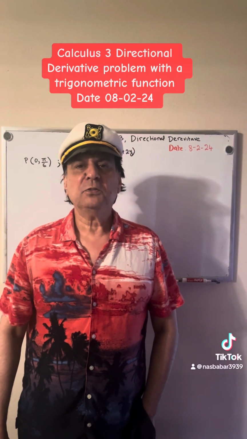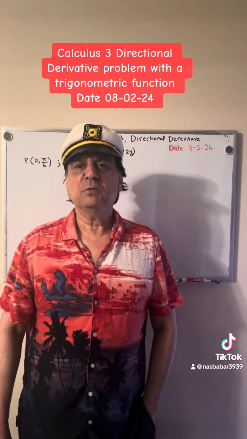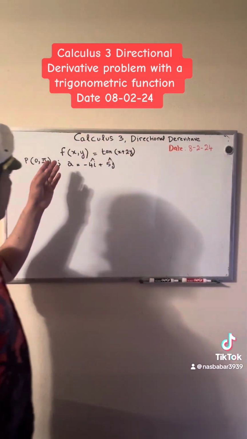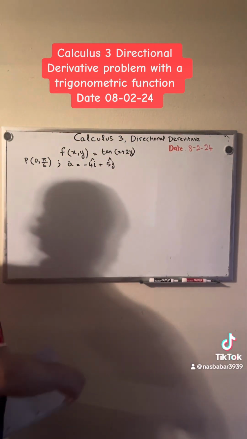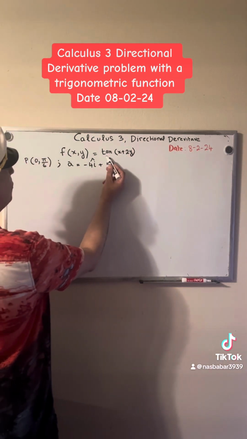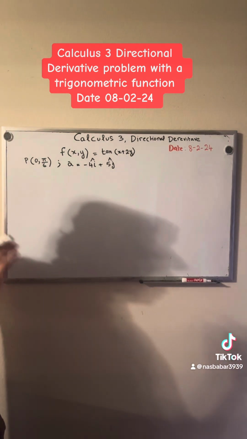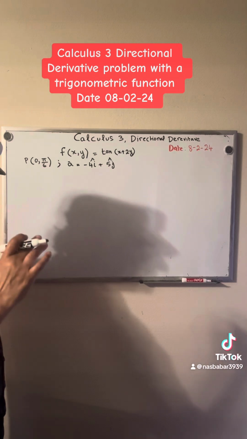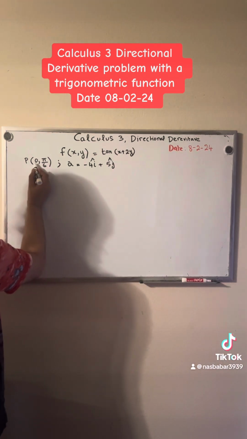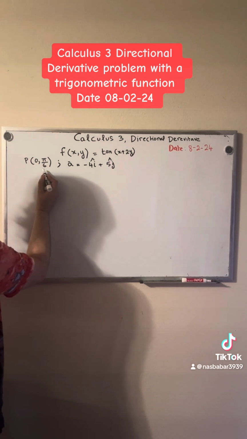Welcome. Today's topic of discussion is solving another problem which involves directional derivative. So on the board, I have already written a function. In the interest of time, f(x,y) is equal to tan(x + 2y), and the point at which we have to find the directional derivative is (0, pi over 6). 0 is x, pi over 6 is y.